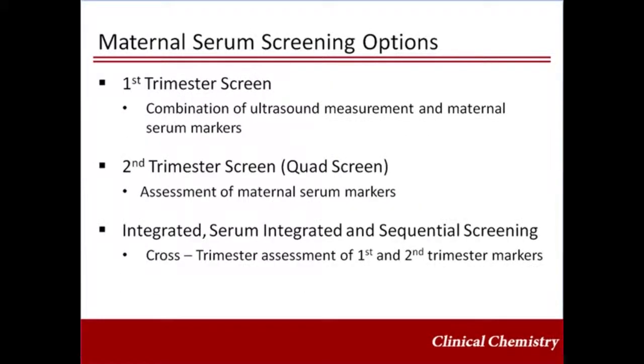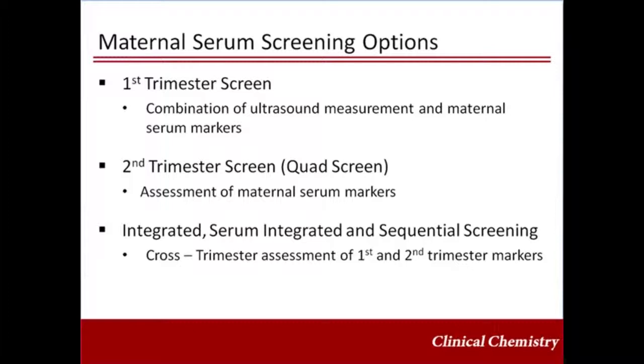As you can see, there is more than one screening strategy, and the decision on which tests are available will depend on the time of maternal presentation for prenatal care. The first trimester screen is a combination of ultrasound measurement and maternal serum markers. The second trimester screen is solely an assessment of risk based on the concentration of 4 maternal serum markers. This screen is popularly called the quad screen.